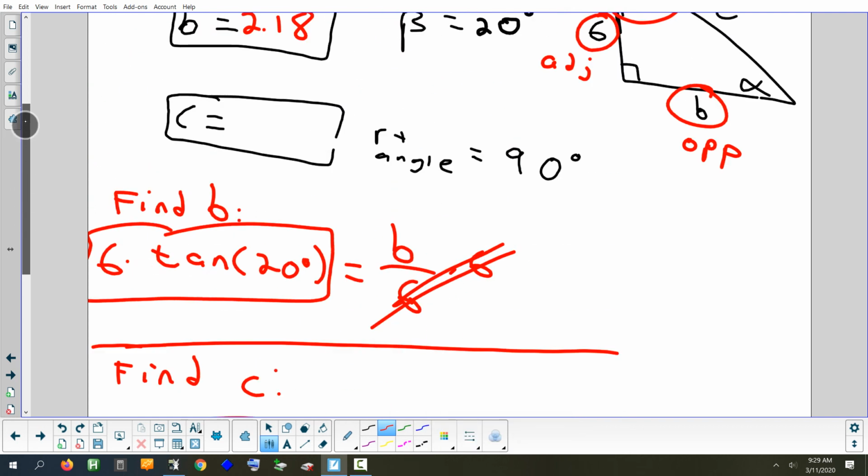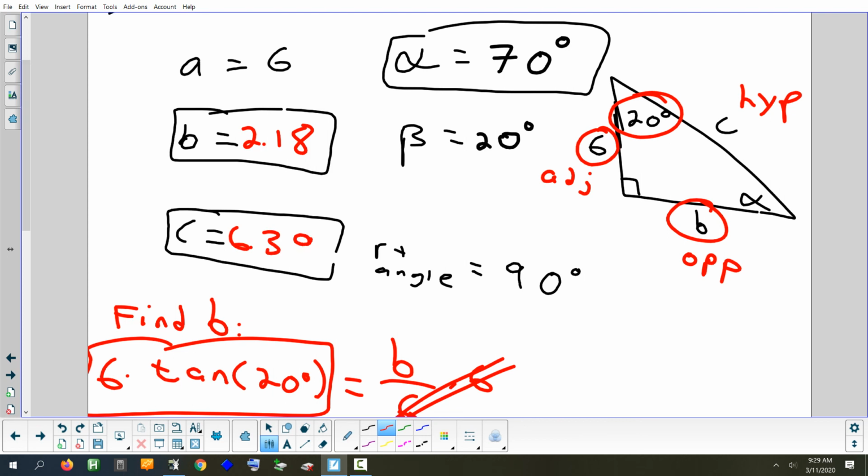6.39. Now, one thing you can do to quickly check your answer, if you don't have enough time to go through the Pythagorean theorem to double check it, make sure the biggest side is C. So the biggest side is always with the biggest angle, and the smallest side should be with the smallest angle. And that did happen here.